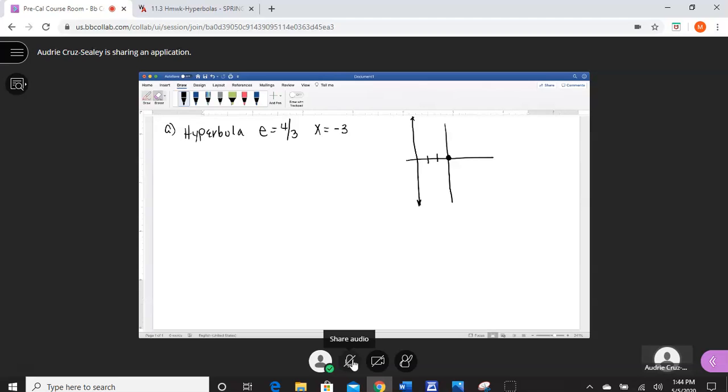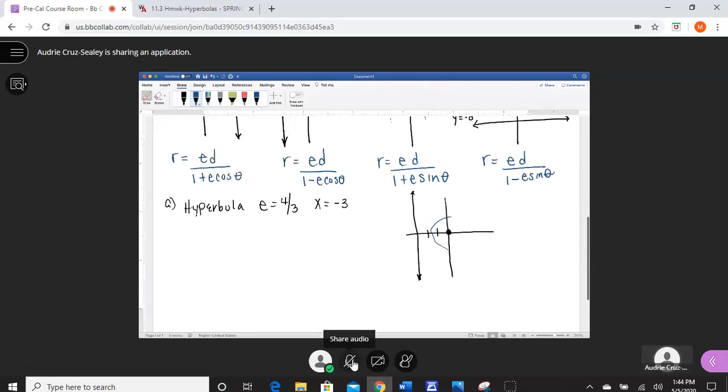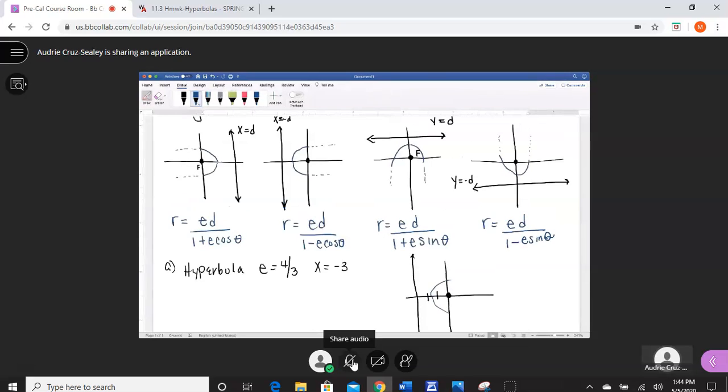So, do you see what picture this is matching up to be? The second one? 1 minus e cosine? Oh, here we go. Yeah, the second one. Does that make sense? And so if I were to start writing this formula in, I would have r equals, they told us what our eccentricity was, 4/3.